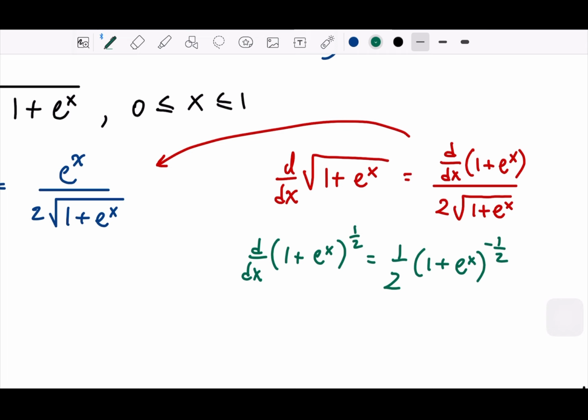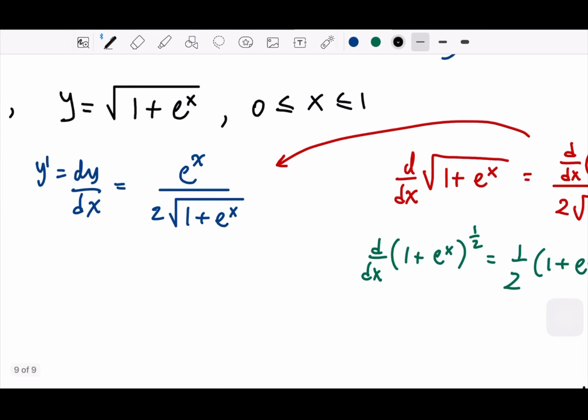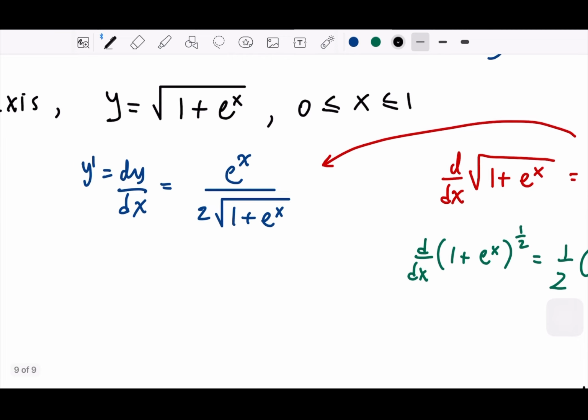Now we have this, right? And then we need to take the square, so we are going to square this, and then we plus 1, right? And then we take the square root.